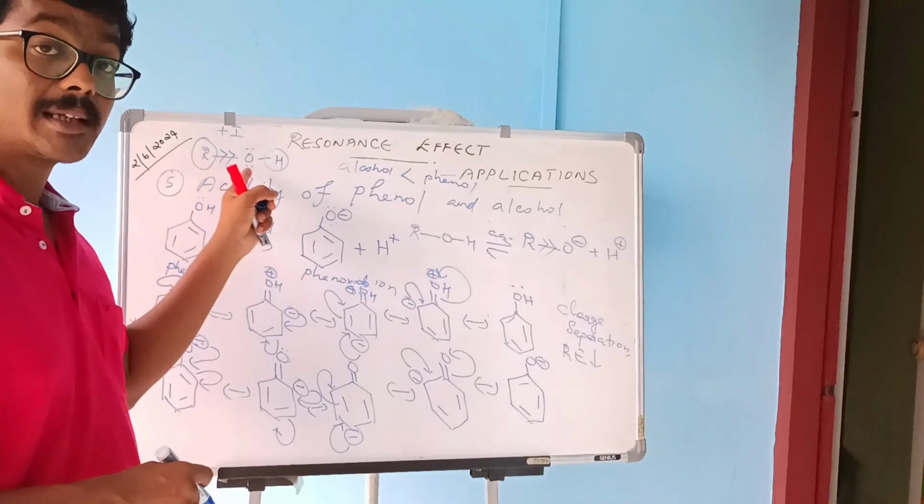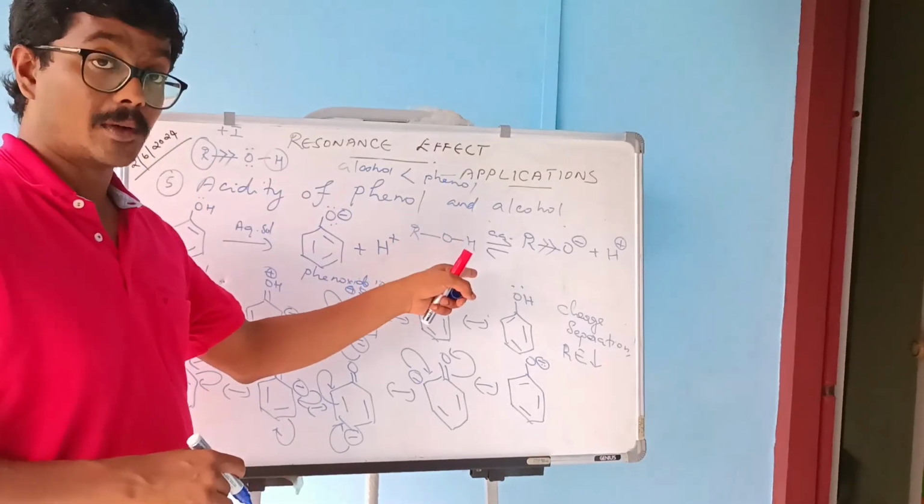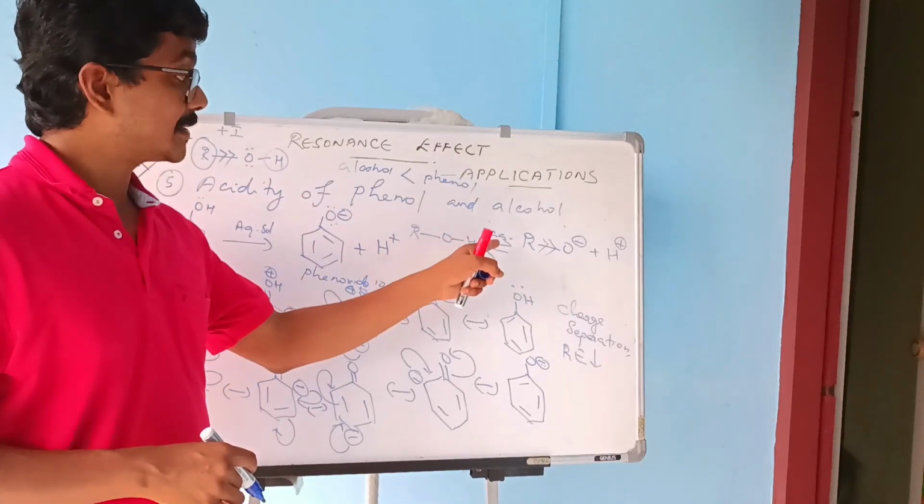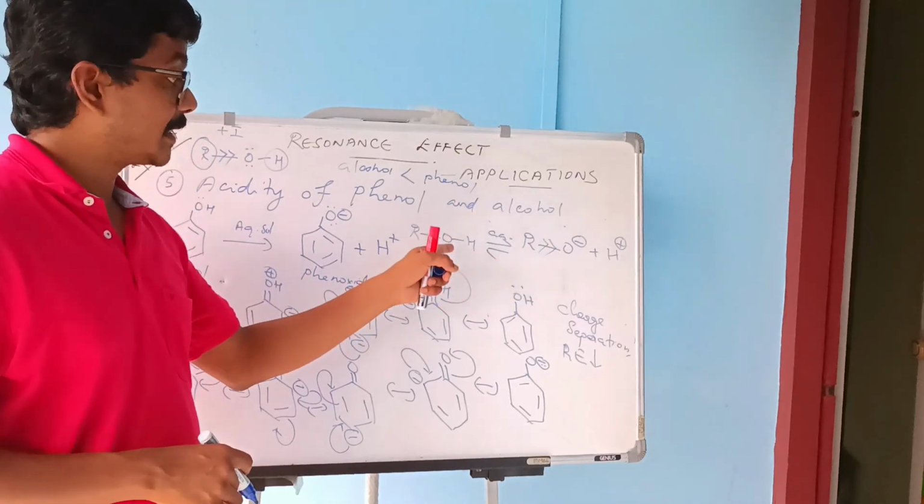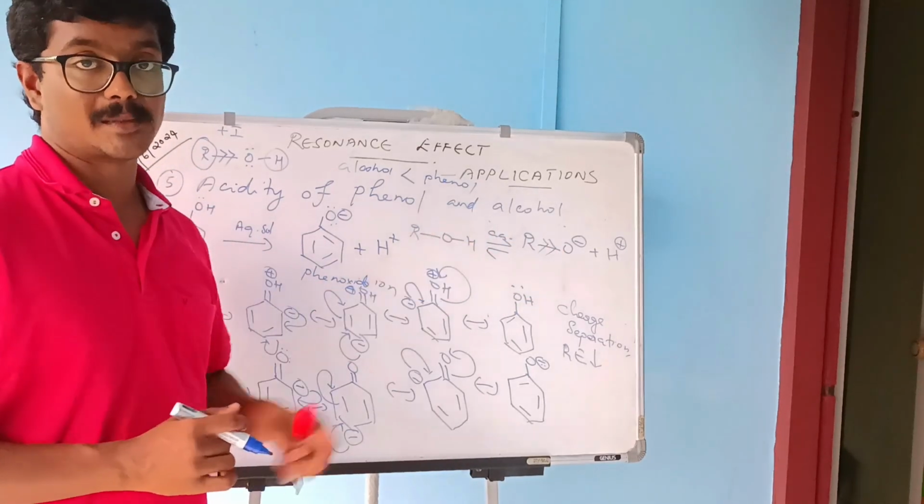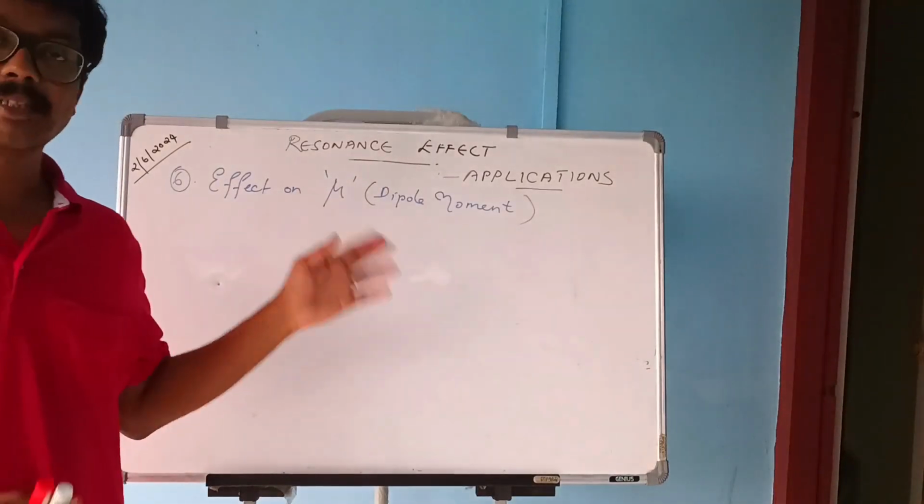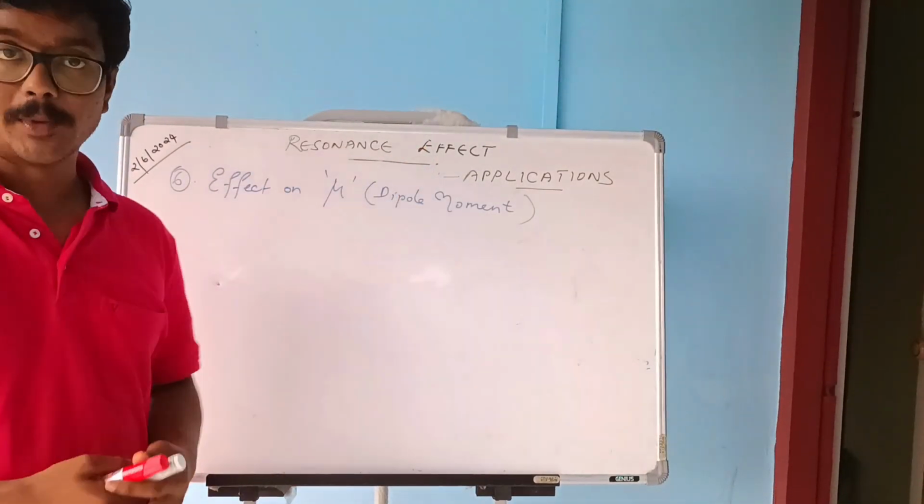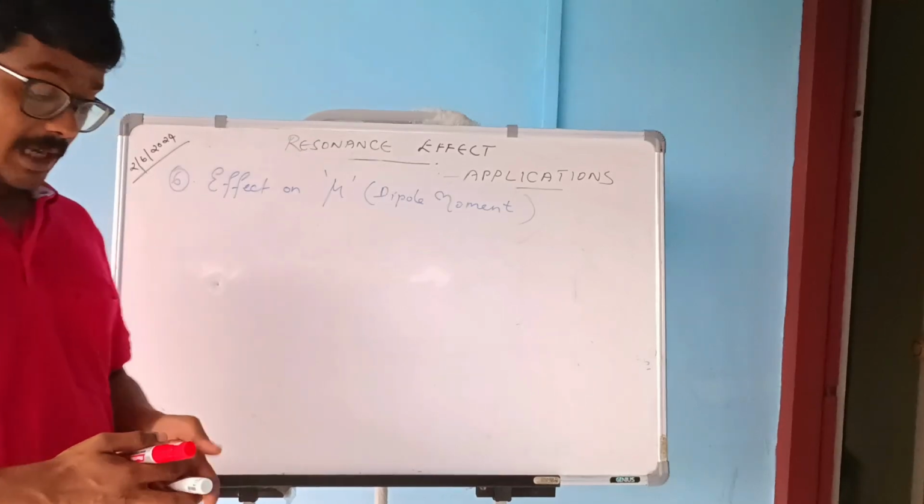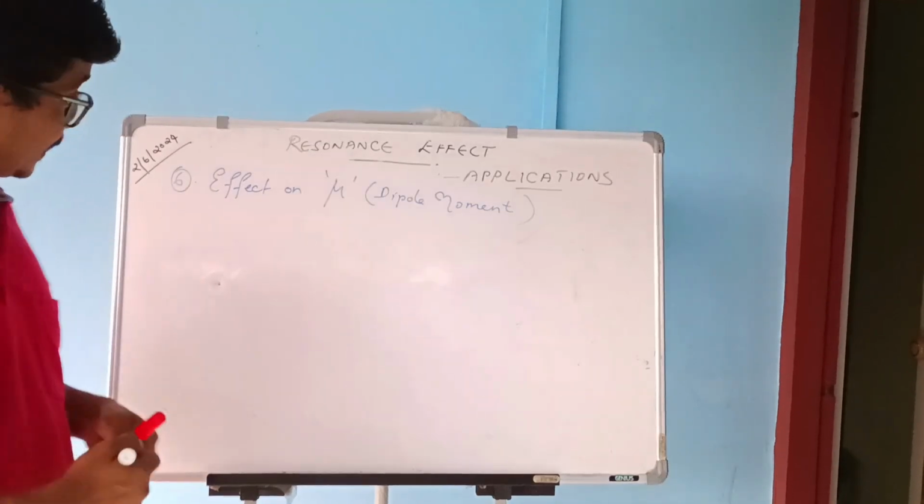The plus I effect of the alkyl group, the aliphatic group, decreases the stability of the alkoxide ion and also decreases the tendency to release the H plus proton. Now we move on to the sixth application: the effect of resonance on dipole moment. So, how does it affect the dipole moment?